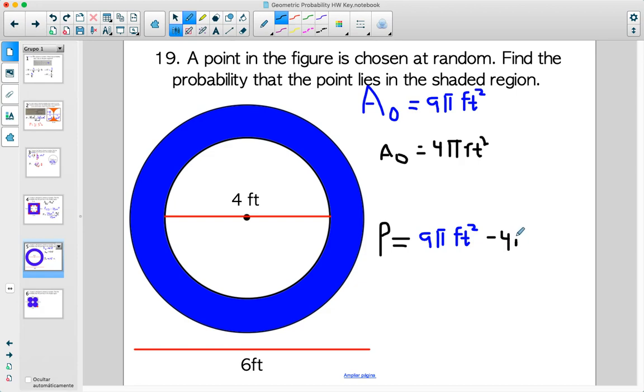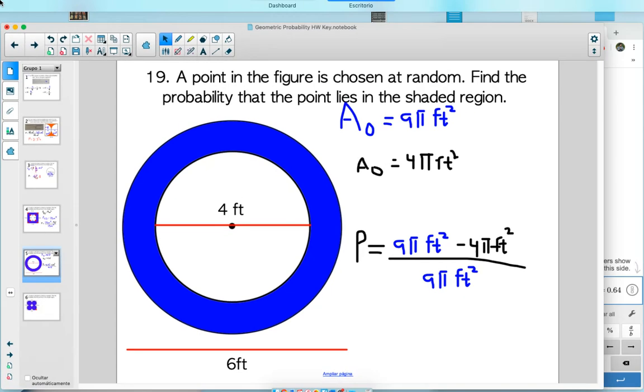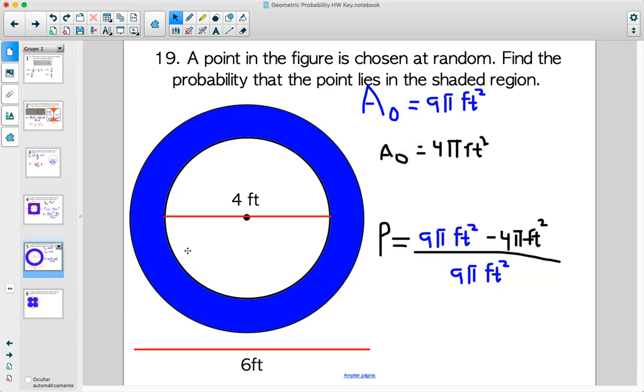Okay, so 4 pi, and then we're going to divide by the area of the total region, the bounded region, and the bounded region is the area of the whole circle, of the blue circle, I should say. All right, go ahead and feel free to do this in your head. 9 pi minus 4 pi, that is 5 pi. 5 pi over 9 pi, the pi's go away, and you're just left with 5 over 9. So 55.5555% chance. All right, that's how you do this one.